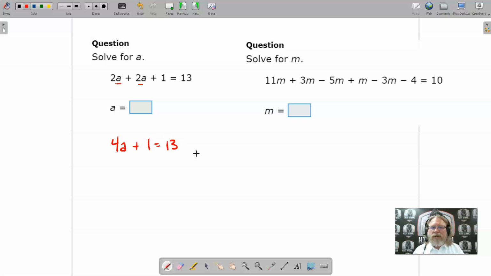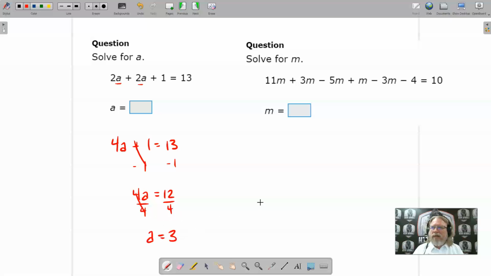So I'm down to a 2-step equation now. I need to first subtract 1 from each side so that I can get that 4a by itself, because those cancel each other. And 13 minus 1, well, that's 12. The next step is to divide by 4 in order to isolate the variable a. The 4's will cancel each other, and I'm going to end up with a equals, and 12 divided by 4 is indeed 3.